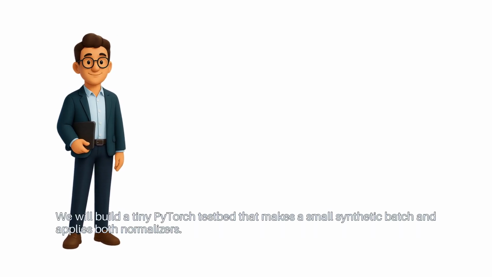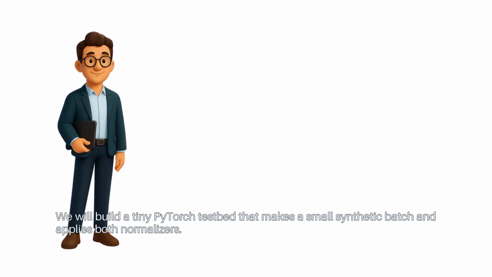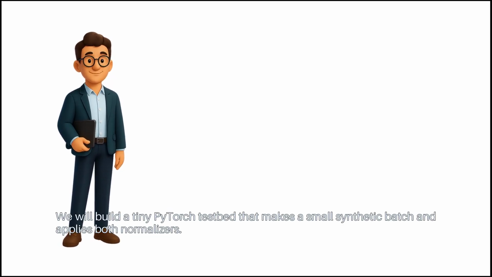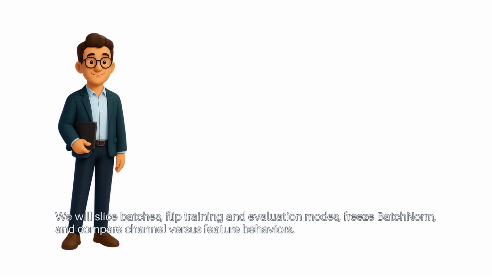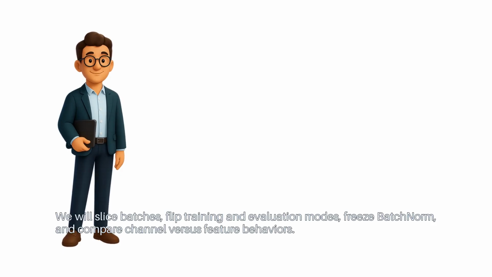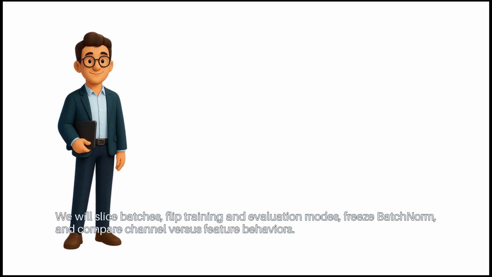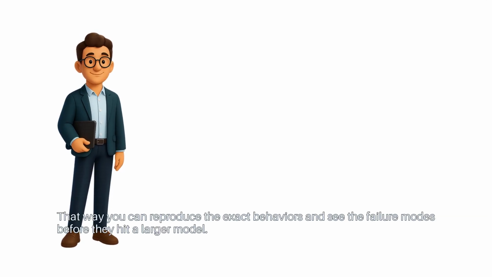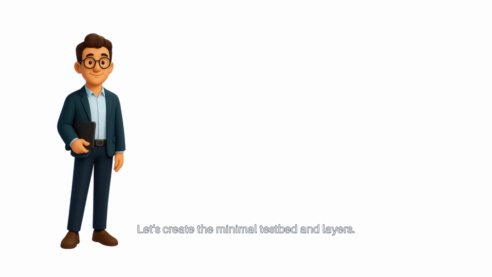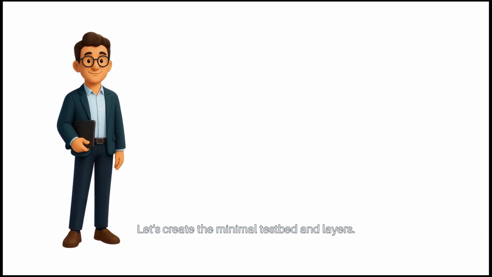We will build a tiny PyTorch testbed that makes a small synthetic batch and applies both normalizers. We will slice batches, flip training and evaluation modes, freeze BatchNorm, and compare channel versus feature behaviors. That way, you can reproduce the exact behaviors and see the failure modes before they hit a larger model. Let's create the minimal testbed and layers.